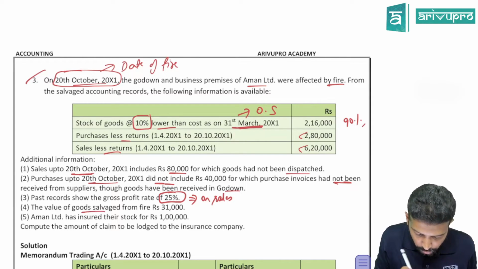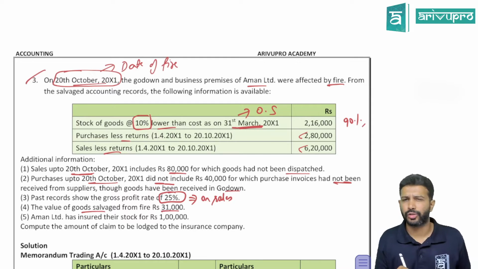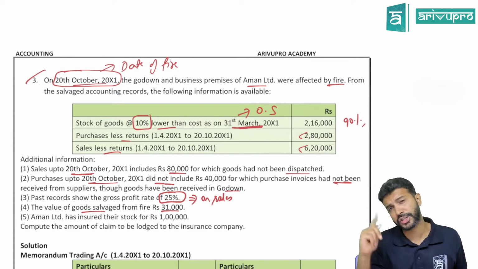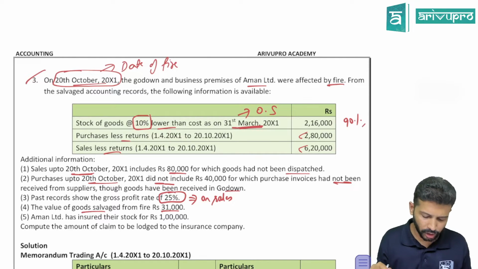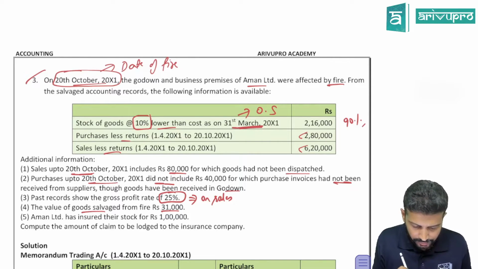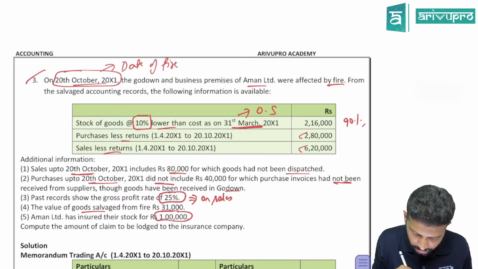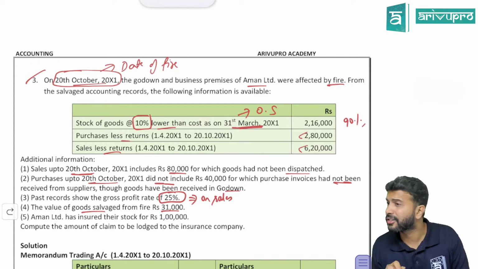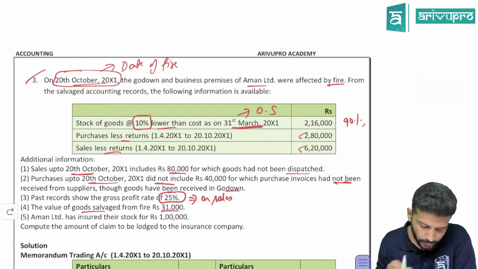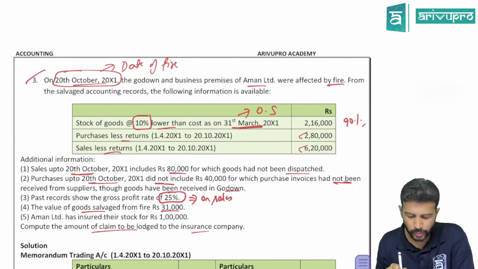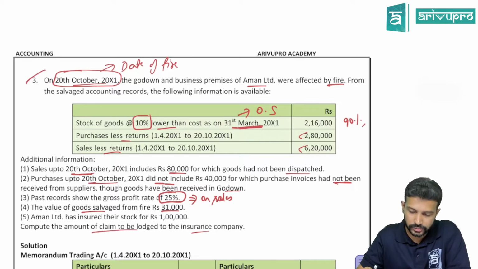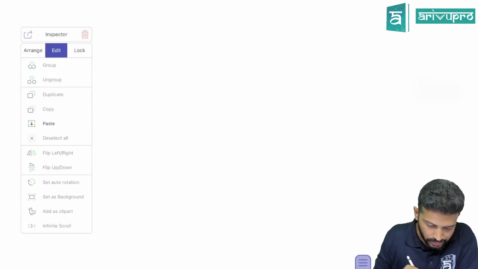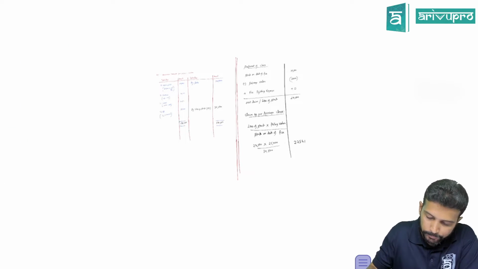Salvage value. The value of the goods salvaged is 31,000. You know where the salvage value will come in: memorandum trading account or statement of claim? Statement of claim. And Aman Limited, this particular company, has insured their stock for 1 lakh. That is your policy value, the actual policy value taken. Compute the claim to be lodged with the insurance company. Okay. I'll put up the things and explain it to you along the way.